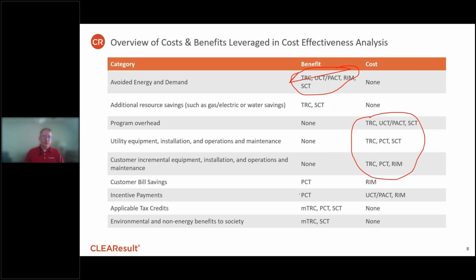But the reason this slide is important, the reason this table is important, is because when we start talking about incentive payments, that is a benefit to the participant. So it shows up on the benefit side of the participant cost test, but it's a cost to the ratepayer and to the utility that are paying out those cash flows. So something that's an input for a benefit in one test could be an input for a cost in a different test, and that's the point of this table.